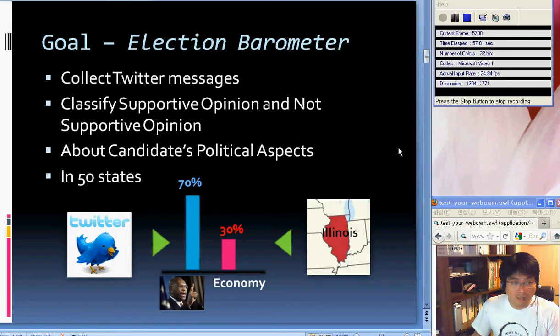So what if we use Twitter? Because Twitter is the fastest media in the world today. If we can collect real-time Twitter messages that express supportive or not supportive opinions about candidates' political aspects in 50 states of America and visualize it effectively, this will be fabulous.